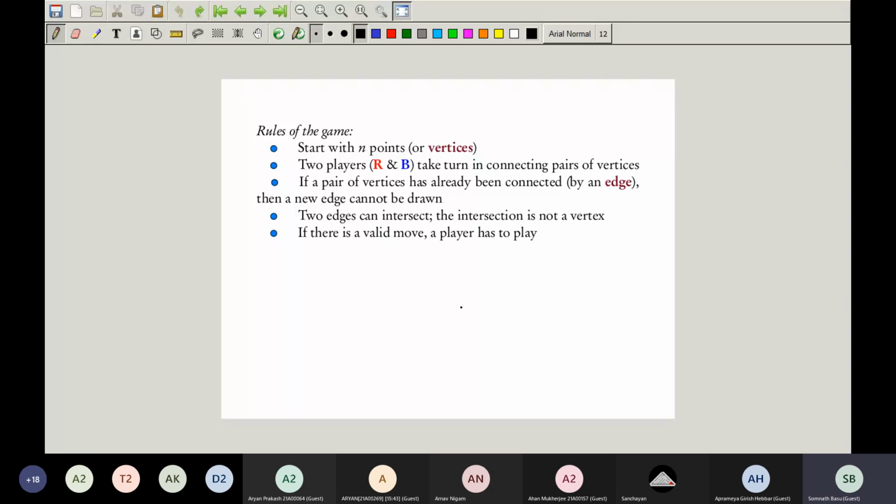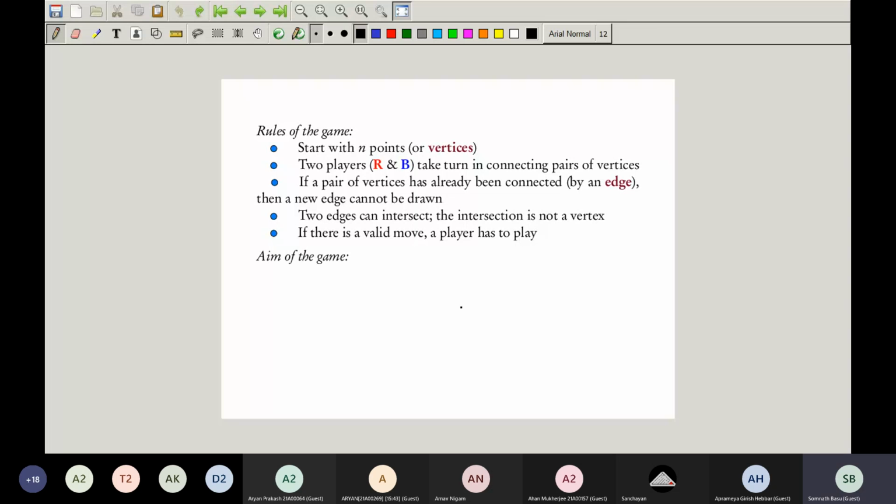And of course, it's important that if there is a valid move, a player has to play. Meaning, if there is a pair of vertices which is not connected by any edge, then whichever player's turn it is, he has to draw an edge joining those two vertices of his or her own color. Okay. You cannot say I'll not play this move. Okay, fine. These are the rules.